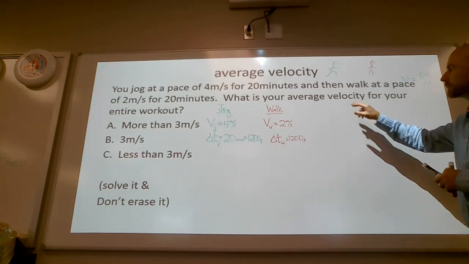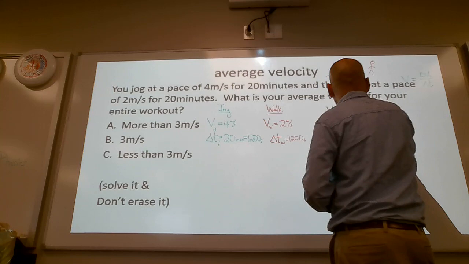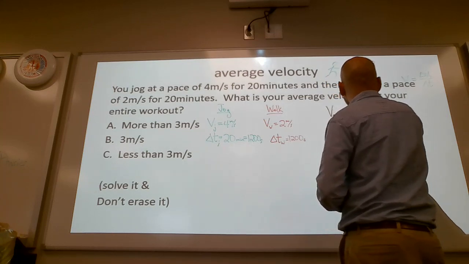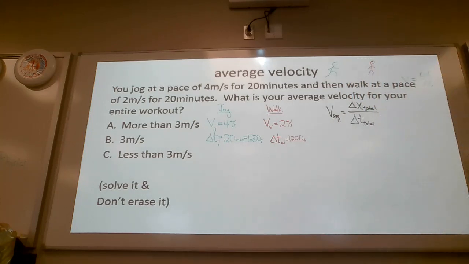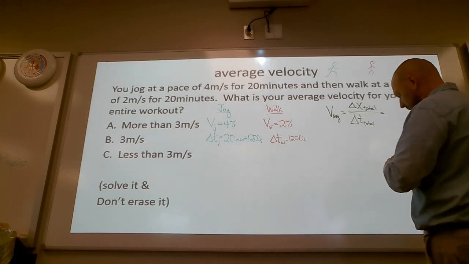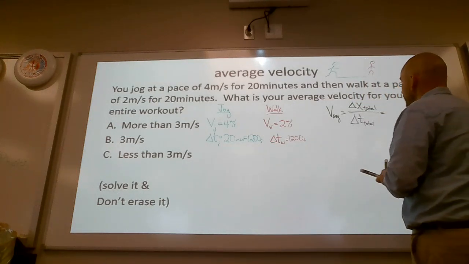Now, define your average velocity. You need the total displacement over the total time for the entire workout. So what that means is you did some running and then you did some walking.